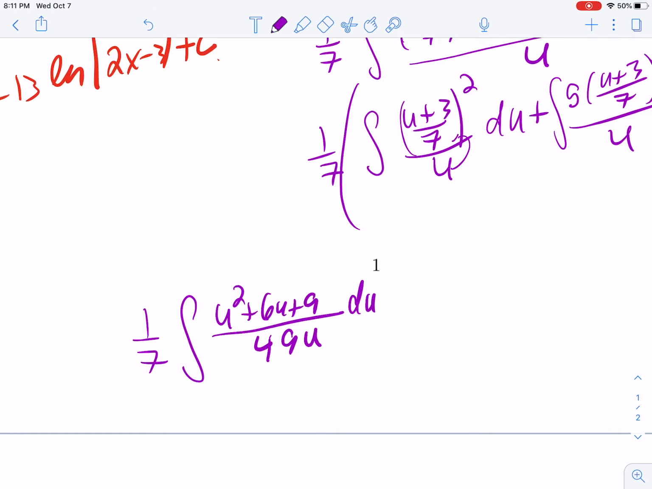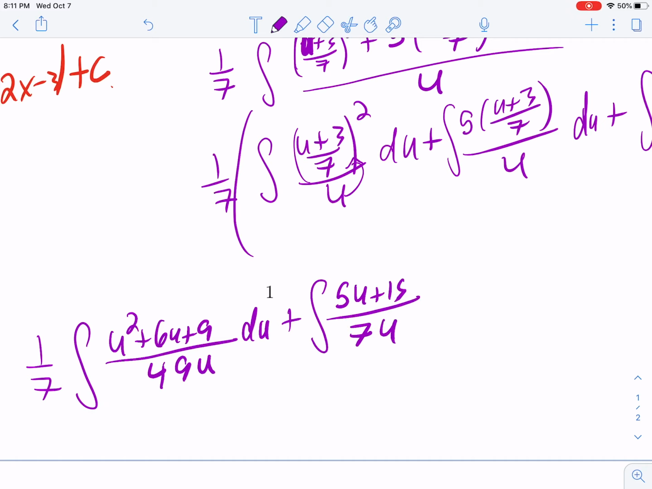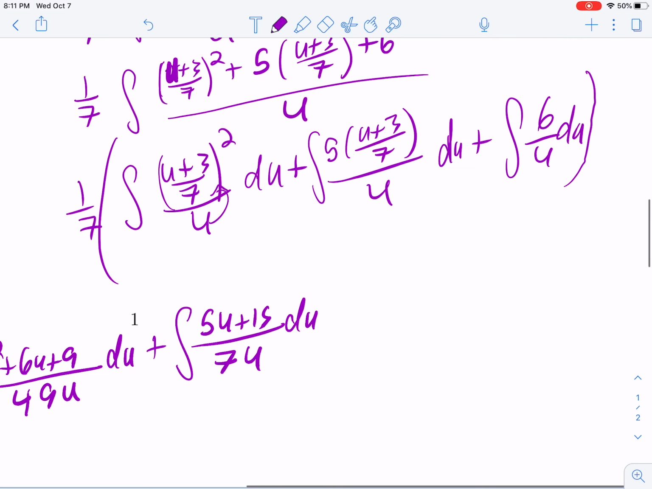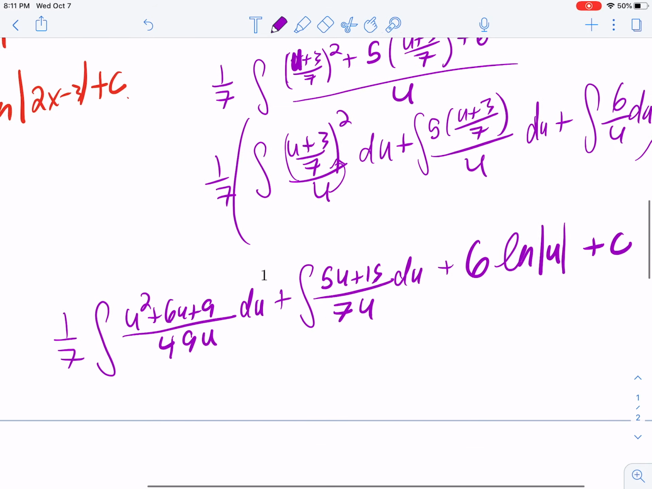This u comes up into there. Plus, again, we use the distributive property, 5 times u plus 15 over 7u du. And we can actually calculate the integral of 6 over u du. The 6 comes out in front, 1 over u, that's ln u plus c. Okay.